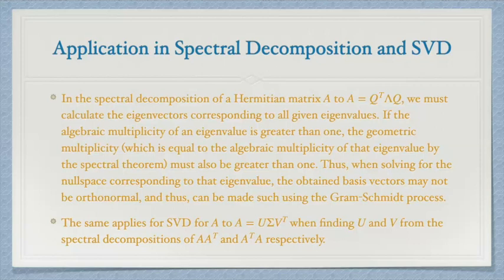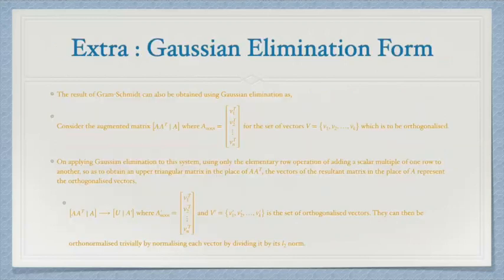Similarly, we can apply this for the case of SVD as well, which is equivalent to finding the spectral decompositions of A A transpose and A transpose A to find U and V and sigma as well. Now, this is just a theoretical tidbit.